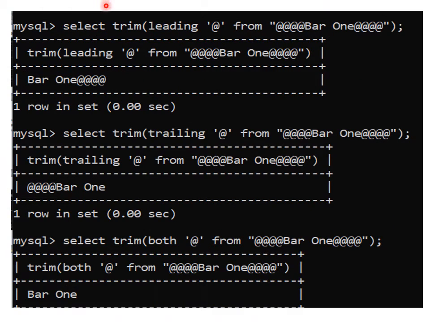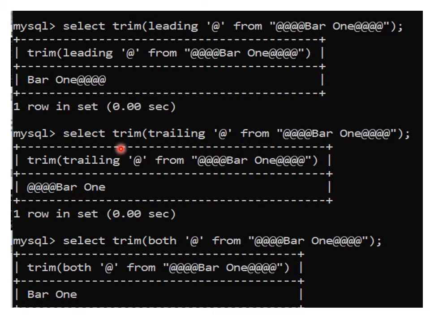You can see here, trim leading at the rate from this string. So trim removes the leading at the rate symbol from this. So the output will be after removing the leading at the rate symbols, 1, 2, 3, 4. The four at the rates will be removed and the output will start from bar onwards.